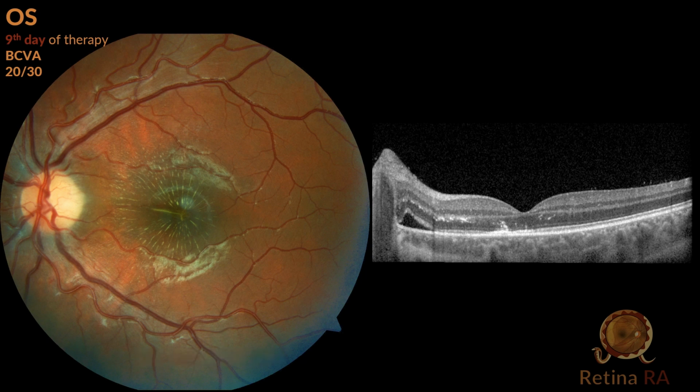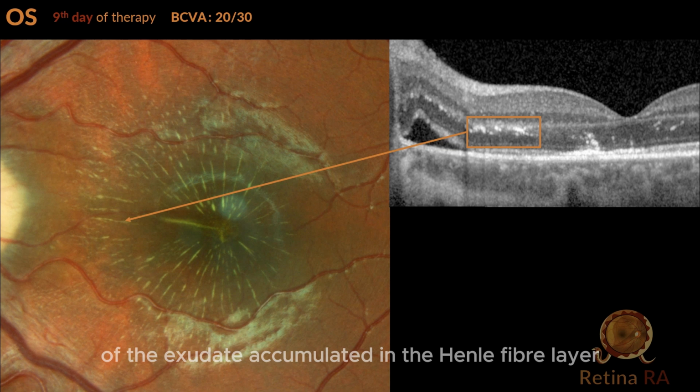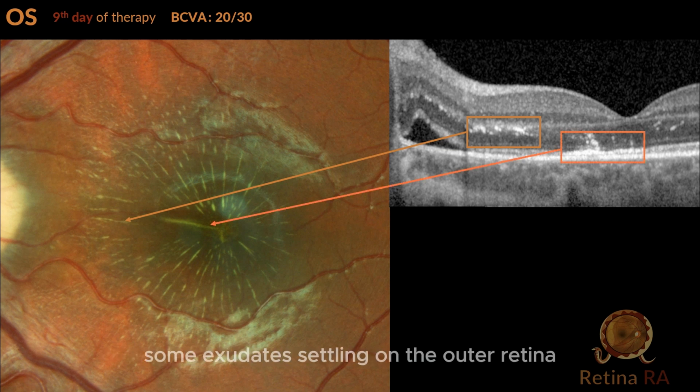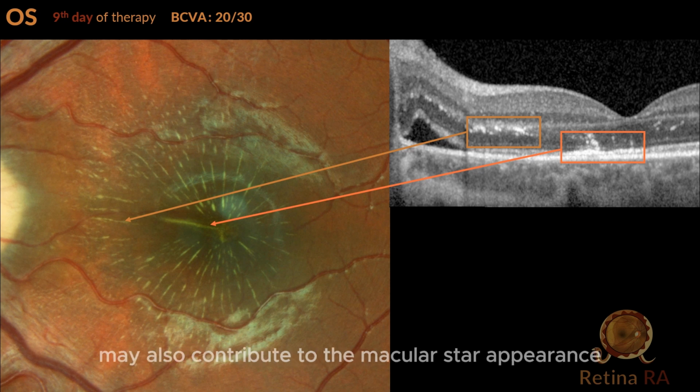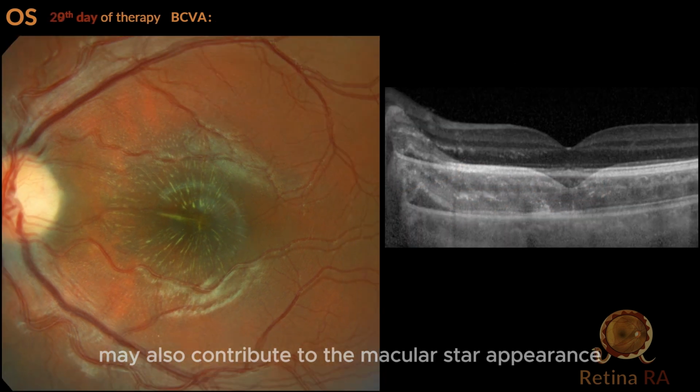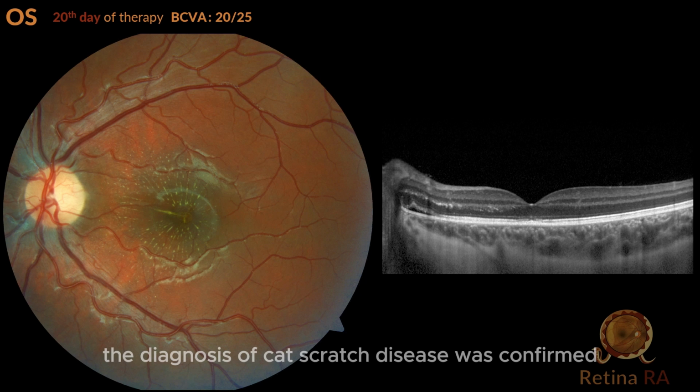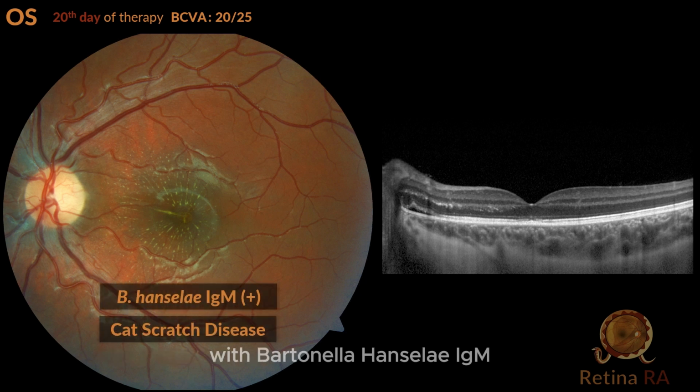The lipid-rich component of the exudate accumulated in the Henle fiber layer causes the appearance of the macular star. Some exudates settling on the outer retina and ellipsoid zone alterations may also contribute to the macular star appearance. The diagnosis of cat scratch disease was confirmed with Bartonella henselae IgM positive results on the 20th day. Visual acuity increased to 20/25 and anatomical improvement continued.